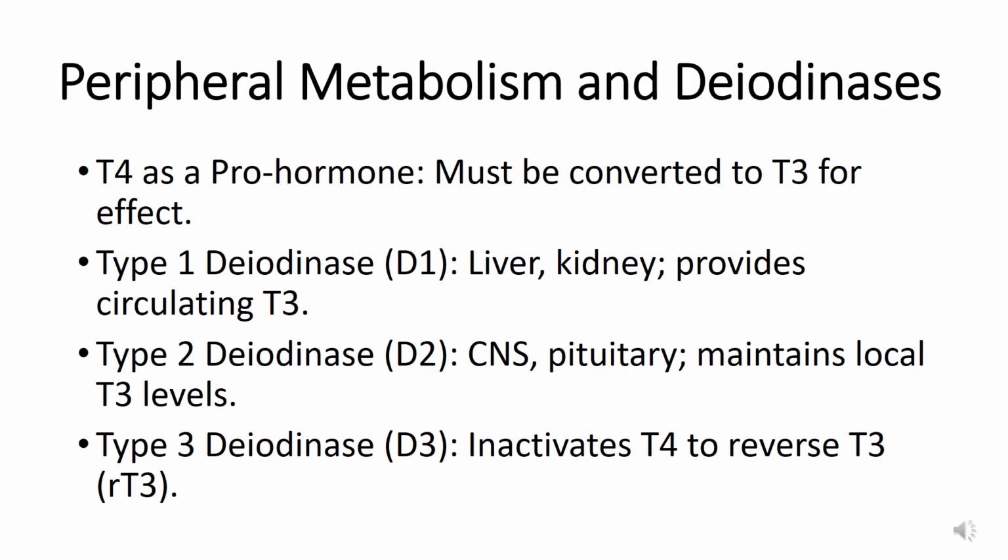Together, D1, D2, and D3 create a sophisticated regulatory network. D1 supplies much of the circulating T3. D2 ensures adequate local hormone activity in vital organs such as the brain and pituitary. D3 prevents excessive stimulation by converting hormones into inactive forms. This balance between activation and inactivation allows the body to precisely control thyroid hormone action. Rather than relying solely on the thyroid gland, tissues themselves participate in regulating hormone activity. This elegant system ensures that each organ receives the right amount of thyroid hormone at the right time to maintain normal growth, metabolism, and physiological function.